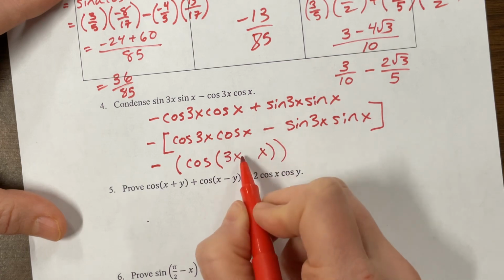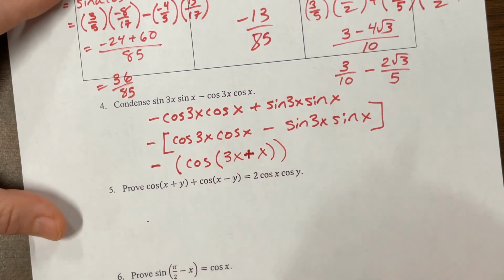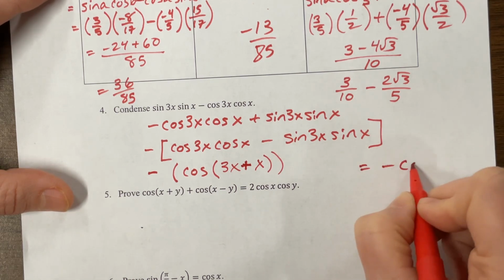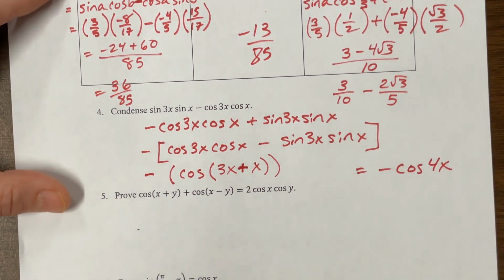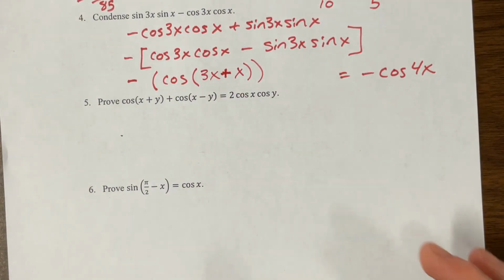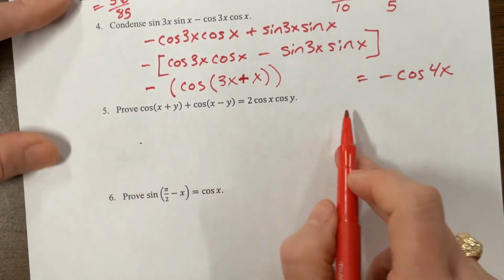And instead of a minus, we now have a plus because cosine is the opposite. 3x plus 1x is 4x. And so our final answer is negative cosine of 4x. And you can write it without any parentheses at all. Super. I think this is fun. I love trig identities.